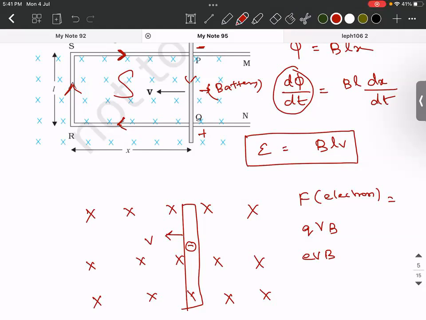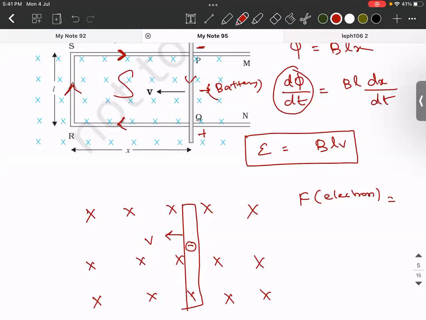So what did we apply in the first place? Where did this QVB come from? What force is that called? It's called the Lorentz force of magnetism. So when I say this is the Lorentz force, the point is, what is the direction in which the Lorentz force is acting? Yes, I'll write it again.